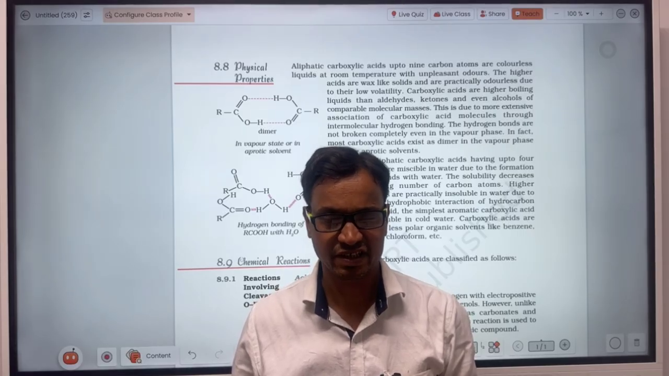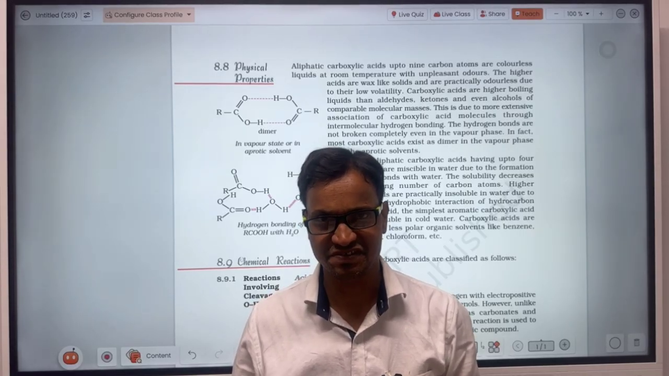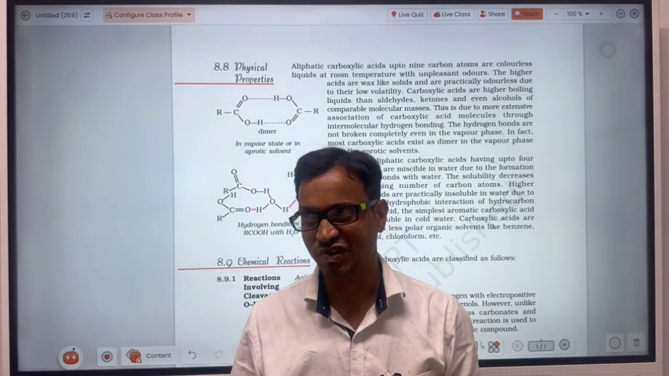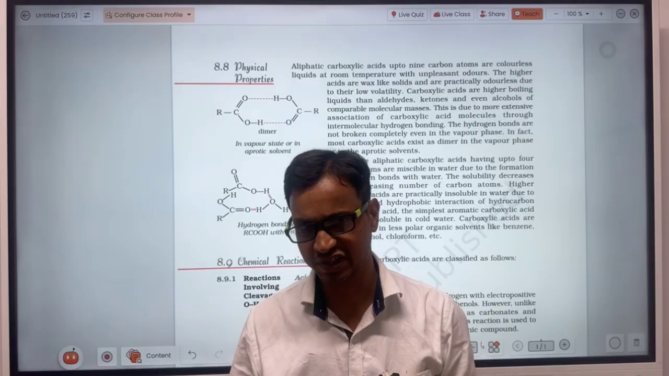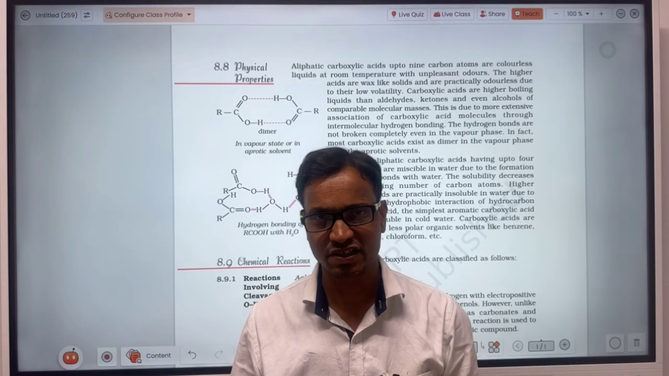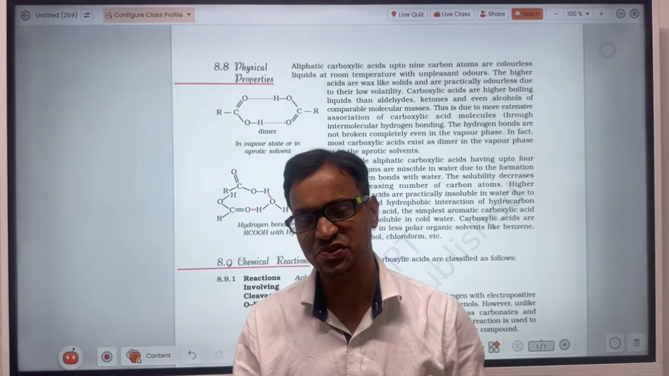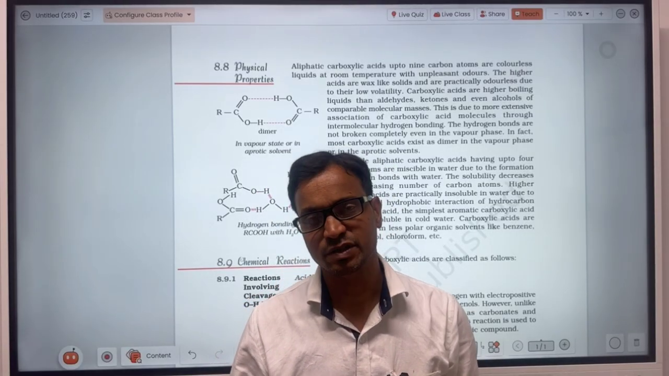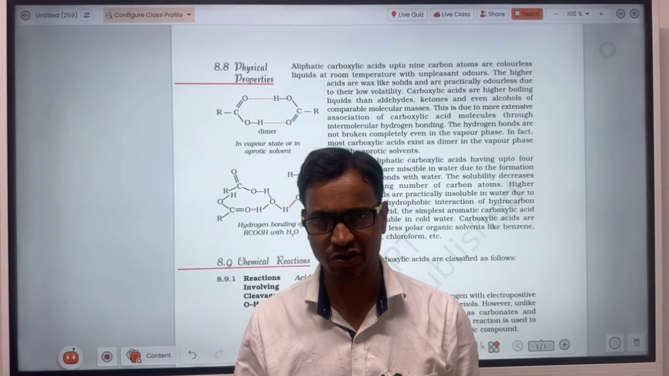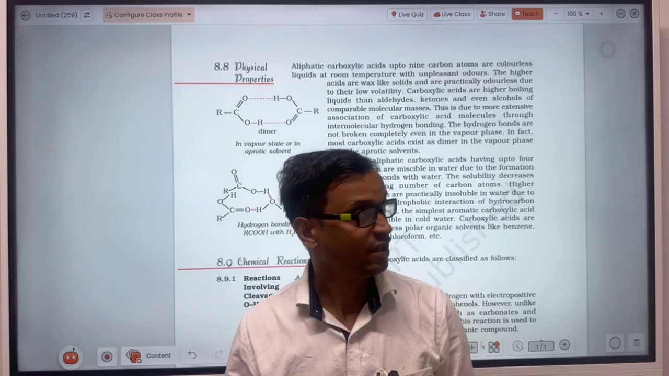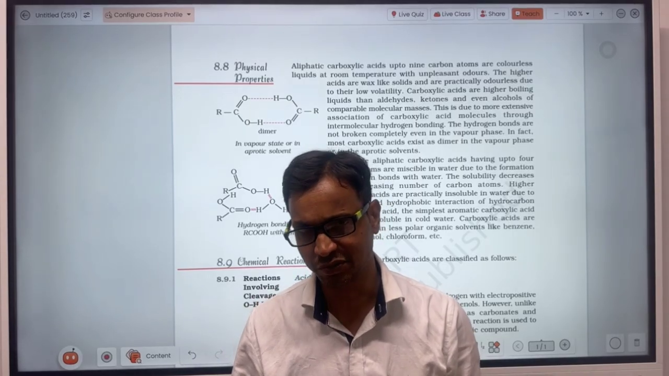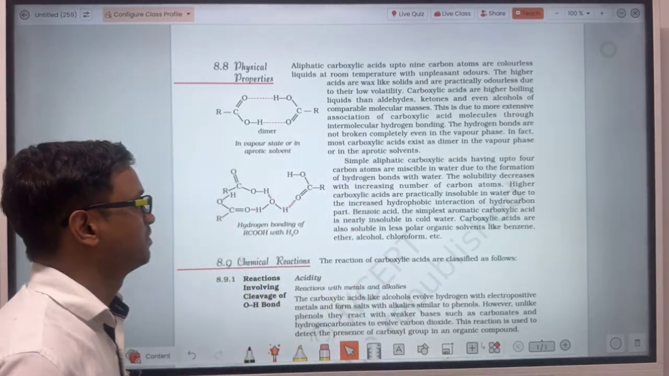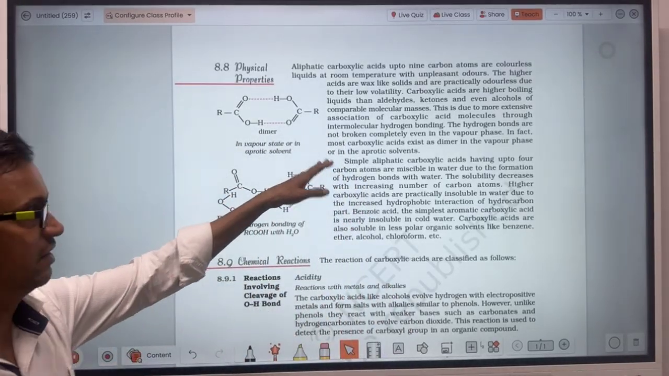Keep in mind that the carboxylic acid molecule will exist in dimeric form only in the case of an aprotic solvent and in vapor phase, not in water. That is, in any other polar solvent like water, the carboxylic acid will not exist in dimeric form. There might be dissociation of the molecule. But in an aprotic solvent or in vapor phase, the carboxylic acid molecule exists in dimeric form, because the extent of hydrogen bonding will be very high.